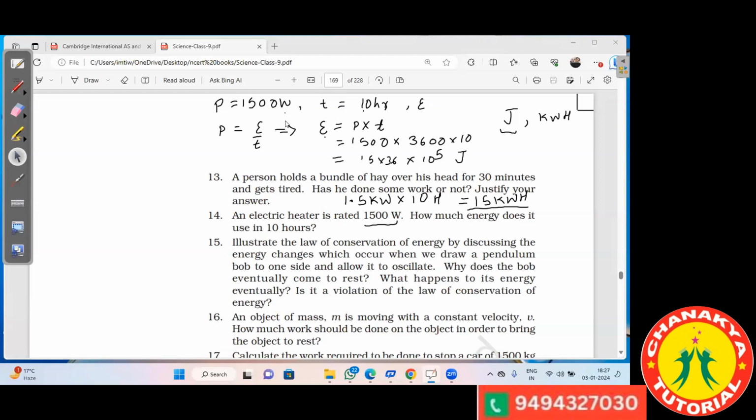See, in the first one, everything is to be used in the SI unit. So the formula of energy is power into time. Power is 1500. And what is its unit? So what is the SI unit? So we can put directly the value 1500 without any conversion. Time is given as 10 hour. So 1 hour has 3600 seconds. So therefore 10 hour will have 10 into 3600. So that is what has been written. Then you multiply all of them. This is your answer in joule and this is your answer in kilowatt hour.